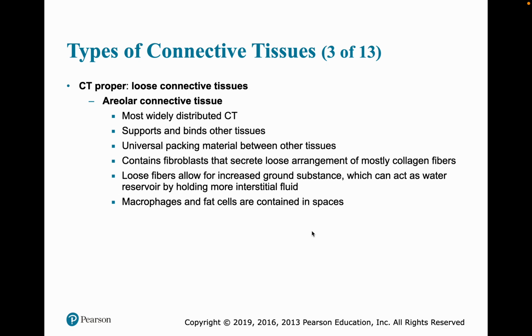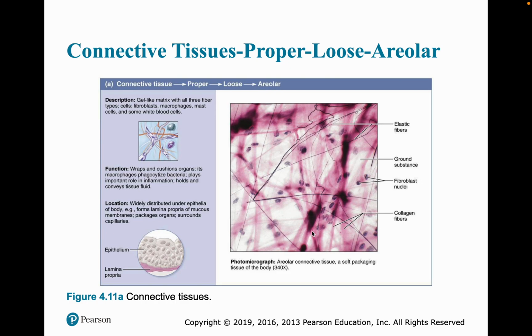Areolar connective tissue is the most widely distributed connective tissue. It's going to support and bind tissues. It's a packing material between other tissues. It has fibroblasts that secrete loose arrangements of collagen fibers. Those loose fibers allow for increased amounts of ground substance, and that can act as a water reservoir, holding more interstitial fluid. Again, macrophages and fat cells are contained in those spaces. Here is areolar connective tissue proper.